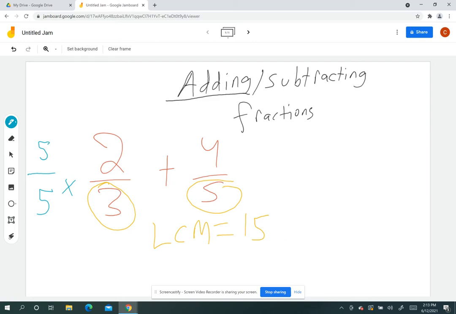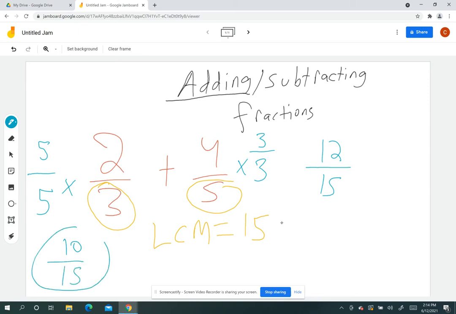So then I look here and I have 5. I need to make 5 15. What am I going to do? I'm just going to multiply by 3. And because I multiply the bottom by 3, I have to multiply the top by 3. So now I'm going to take this fraction, 4 times 3, 12. 5 times 3, 15. I'm going to do the same thing here. 2 times 5, 10. 3 times 5, 15.